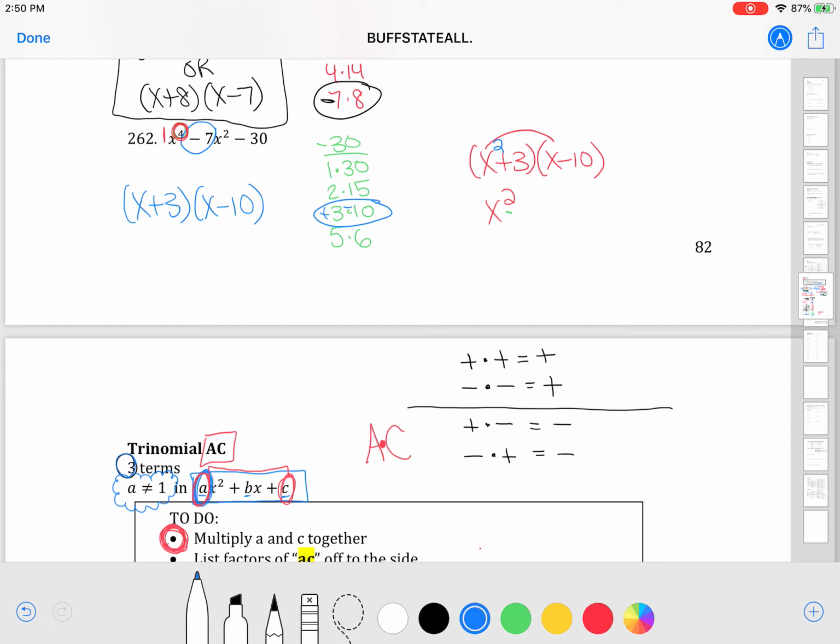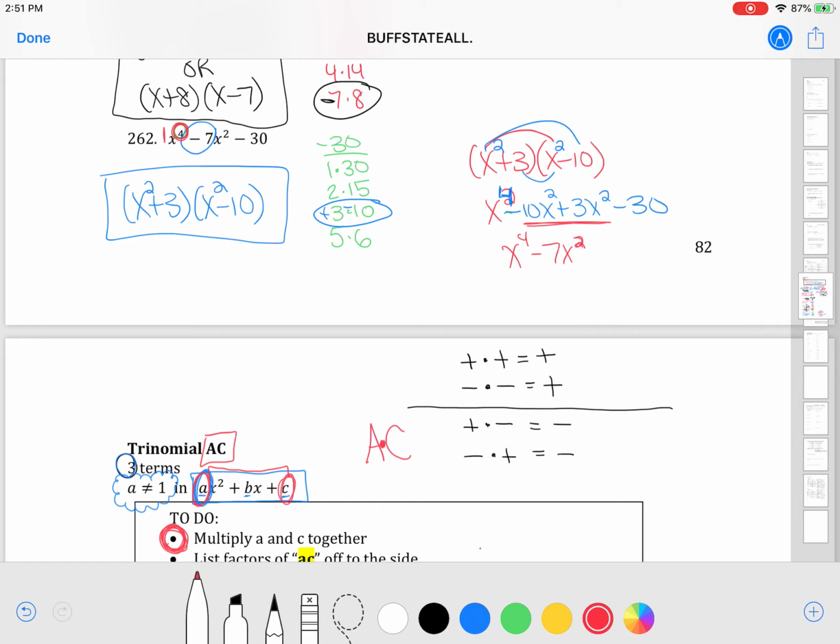The only way to make that work is to make each of these x squared. So watch how that's going to work now. X squared times x squared is x to the 4th. When I keep checking, x squared times negative 10 is a minus 10x squared. Positive 3 times x squared is 3x squared, and 3 times negative 10 is a minus 30. So by changing those to x squared, I made this x to the 4th, my first term that I needed, and I can combine these x squareds to get me a minus 7x squared minus 30.